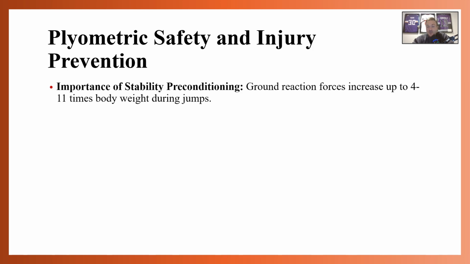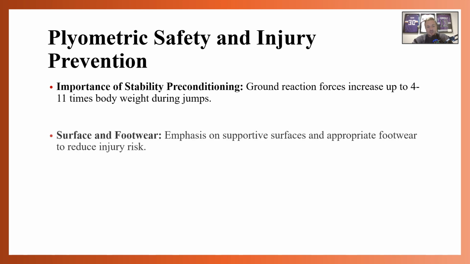What about safety and injury prevention with plyometrics? Importance of stability preconditioning. When we do plyometrics, the ground reaction forces can increase up to 4 to 11 times our body weight during jumps. What does that mean? The person has to be strong enough to tolerate this. Their tissues have to be prepped well enough over the several weeks leading up to plyometrics to tolerate this type of stress. This is a lot of stress, okay? So you have to have stability preconditioning.